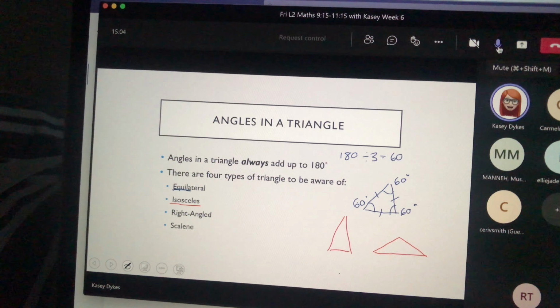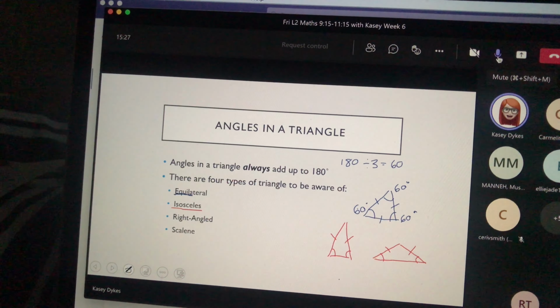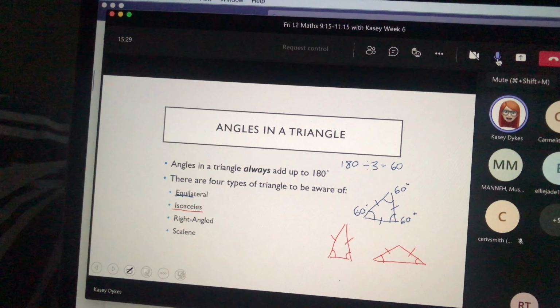With an isosceles triangle, what we have are 2 sides the same length, so these 2 and these 2, and 2 angles which are the same size, so these 2 on the bottom. So any triangle that's an isosceles triangle will have 2 matching sides and 2 matching angles.